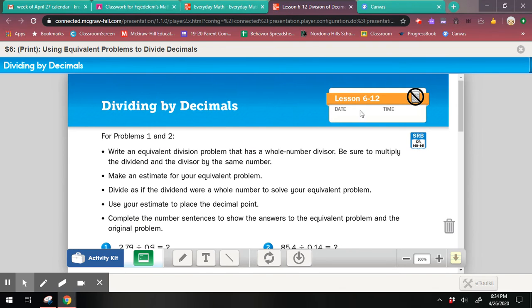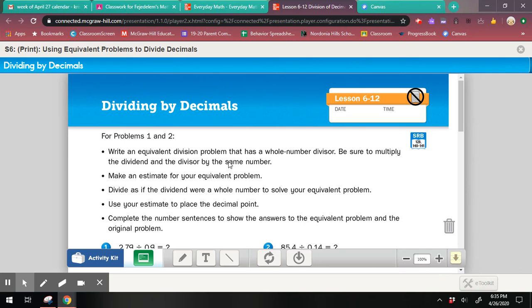So let's open up to 227. It says for problems 1 and 2, write an equivalent division problem that has a whole number divisor. Be sure to multiply the dividend and divisor by the same number, meaning if you're moving the decimal one place in your divisor, you need to move it one place in your dividend. Make an estimate for your equivalent problem.